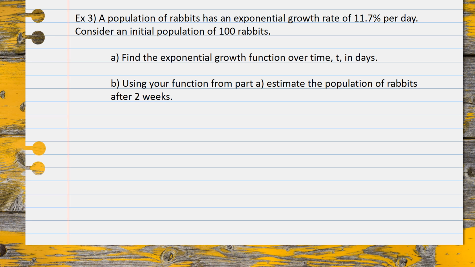Example 3. A population of rabbits has an exponential growth rate of 11.7% per day. Consider an initial population of 100 rabbits. Part A. Find the exponential growth function over time, t, in days. Part B. Using your function from Part A, estimate the population of rabbits after 2 weeks. Well, let's start with Part A.